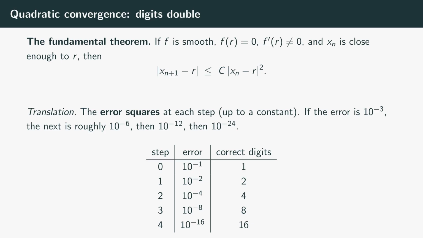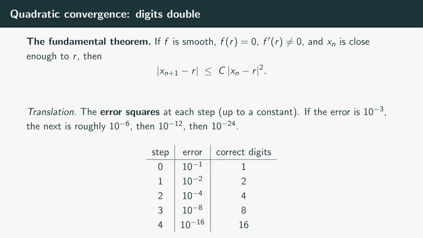That's what mathematicians call quadratic convergence. In practical terms, each step roughly squares the error. If your current error is 1 part in 1,000, that's 3 correct digits. The next error is about 1 part in 1,000,000, 6 correct digits. Then 1 part in 1,000,000,000,000. Then 10 to the minus 24: 3, 6, 12, 24. The number of correct digits roughly doubles every step.